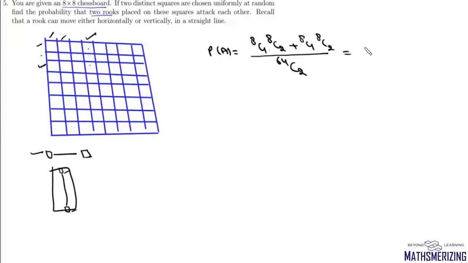Now this is 8C1, which is 8. Now 8C2 is 8 into 7 divided by 2. So it will be 28 into 2, because both the values will be same, upon 64 into 63 into 2. So this simplifies, and the probability that these two rooks will attack each other is simply 2 by 9.